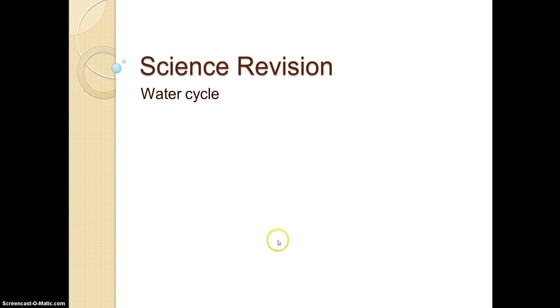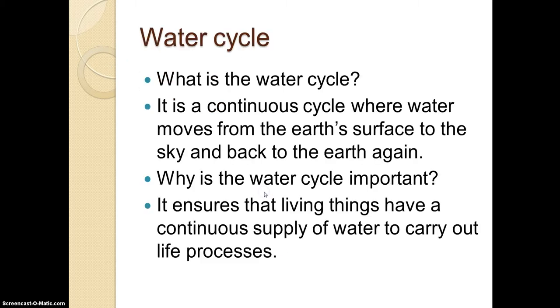Next, the water cycle. What is the water cycle? It is a continuous cycle where water moves from the Earth's surface to the sky and back to the Earth again. Why is the water cycle important? It ensures that living things have a continuous supply of water to carry out life processes.